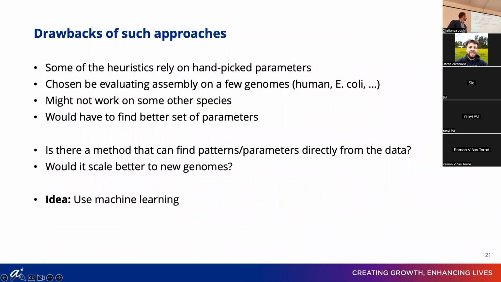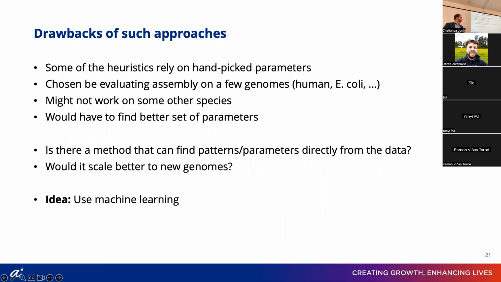The drawbacks of such approaches is that the heuristics used very frequently rely on some handpicked parameters. By handpicked, I mean they are evaluated on a few more popular genomes, such as human or E. coli, and there is no real guarantee that they work on genomes of other species that you are assembling. So if you would want to find a better set of parameters for a new genome, you couldn't really tweak them slightly and expect to get better results. You might need to start all over again.